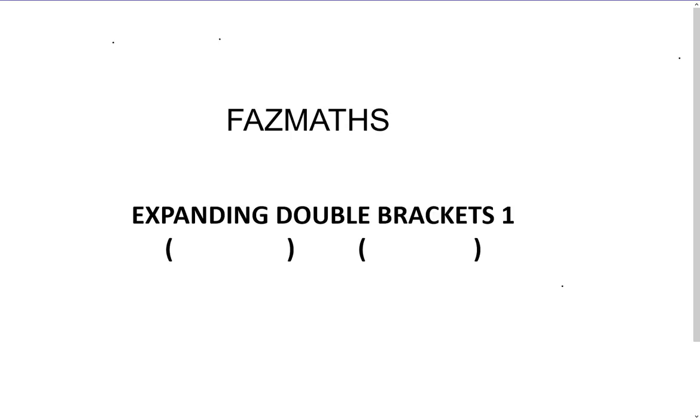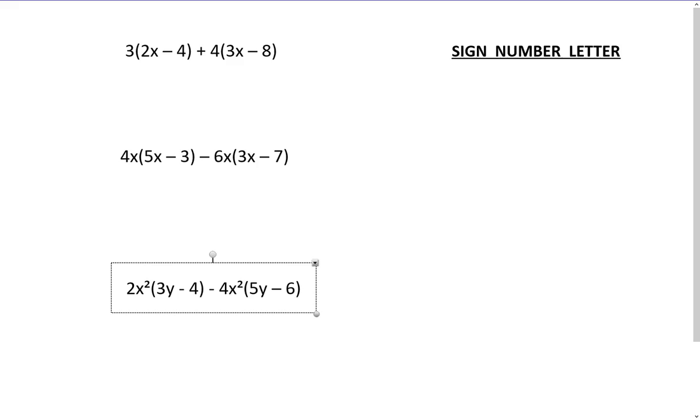Before we try some, let me show you how I expand brackets with rhythm. I first do the sign, then the number, and then the letter. It may seem slow at first, but once we've reached the third example, you'll find that it'll just be the pencil moving, and you won't get anything wrong.